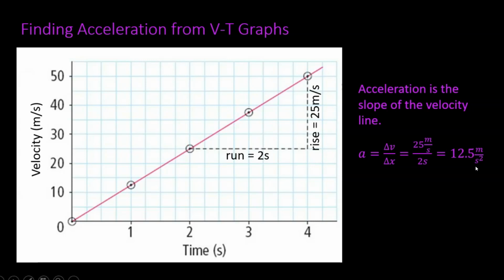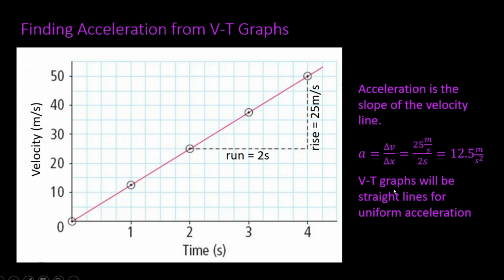When we have acceleration, it's not meters per second, but it's meters per second squared, because that represents how much the velocity, which is measured in meters per second, is changing every second. That's why you have the seconds squared in the denominator. As I mentioned before, velocity time graphs will be straight lines for uniform acceleration.